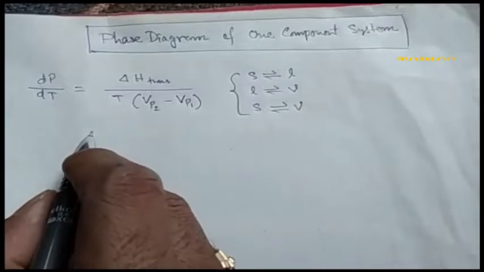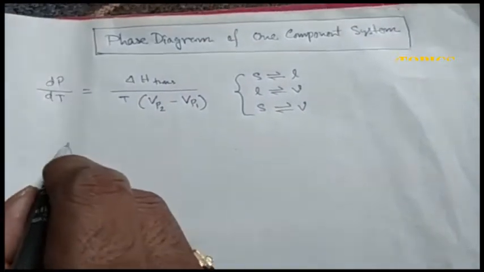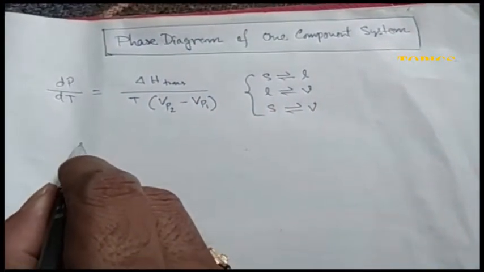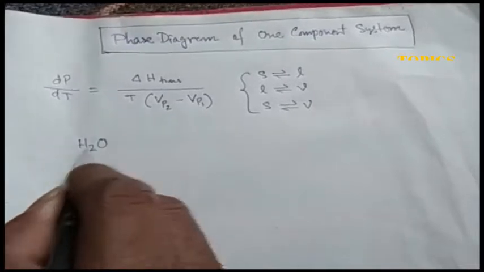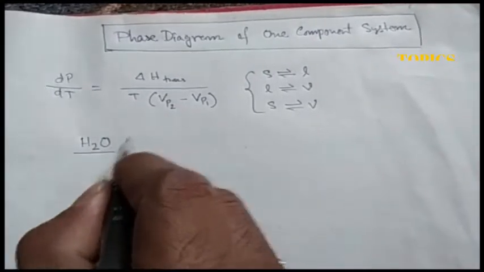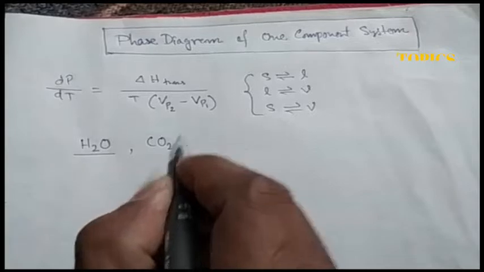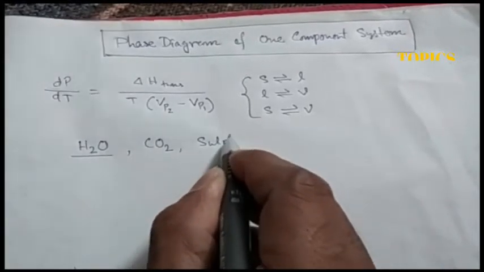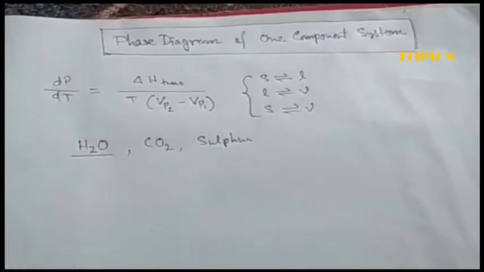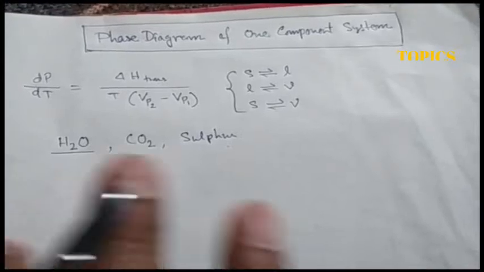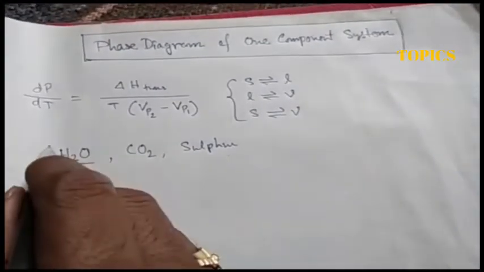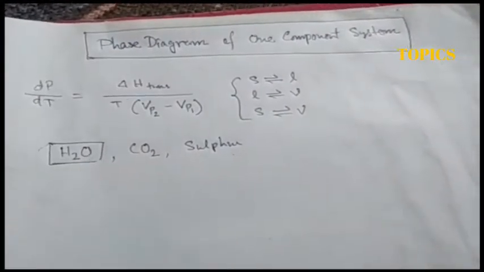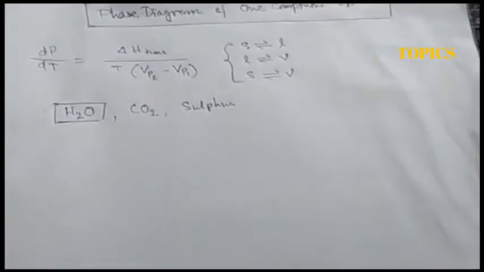Generally, for one component systems, the simplest example, the first example that we will discuss, is H2O. Another one component system is carbon dioxide. You can also consider sulfur. So these are some examples of one component systems. First I will discuss the phase diagram of water.